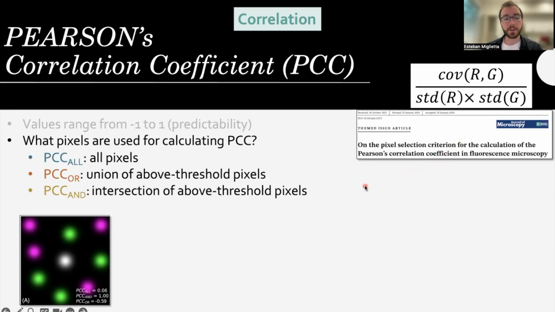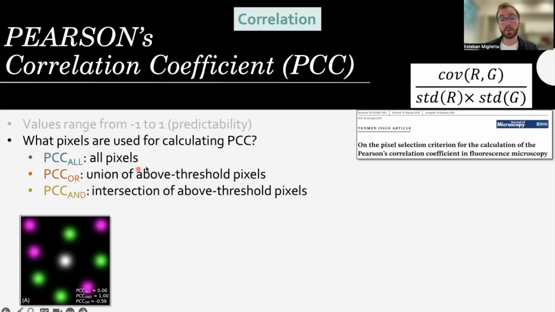that actually the value we get and the interpretation of the PCC can vary a lot depending on where in the picture we are measuring it. So in this paper, they discussed that actually we can think of PCC as 3 different metrics.